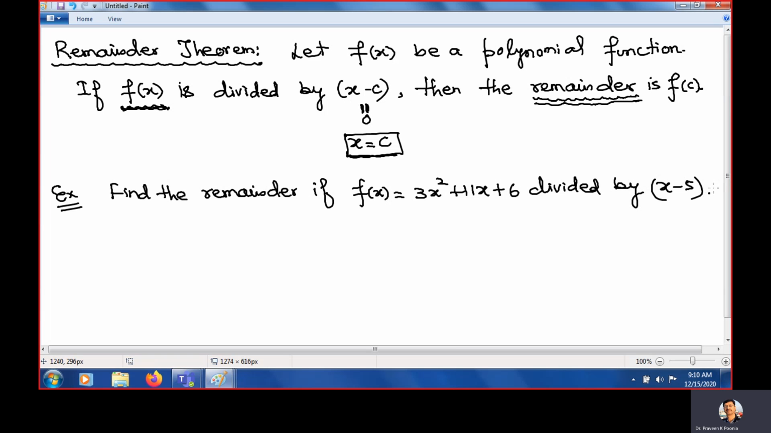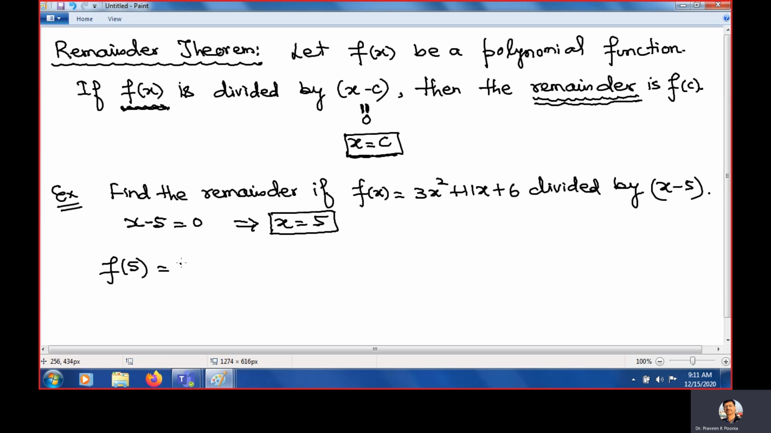If we are dividing, first you need to find the divisor, x minus 5, and put it equal to 0. So x minus 5 is equal to 0. What value of x are you going to get? It is x equal to 5. Now put this value 5 here.